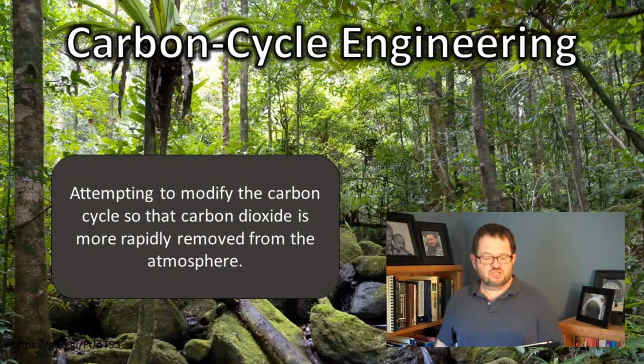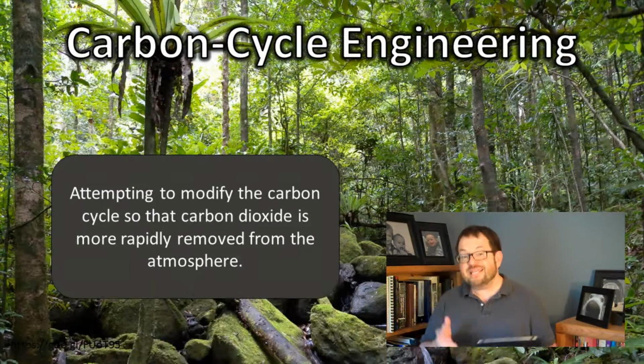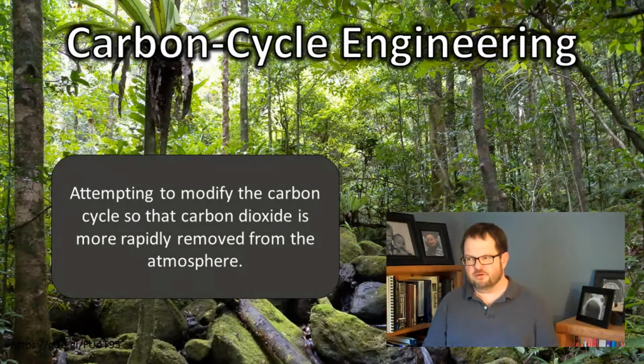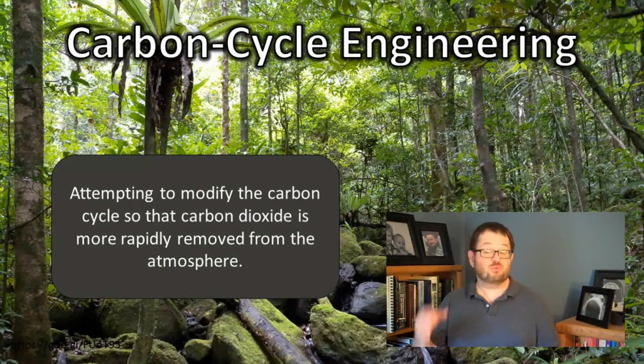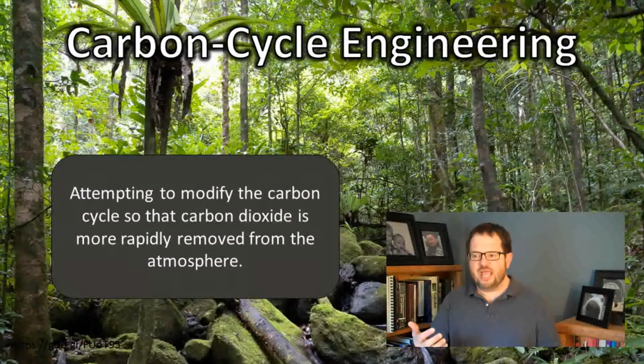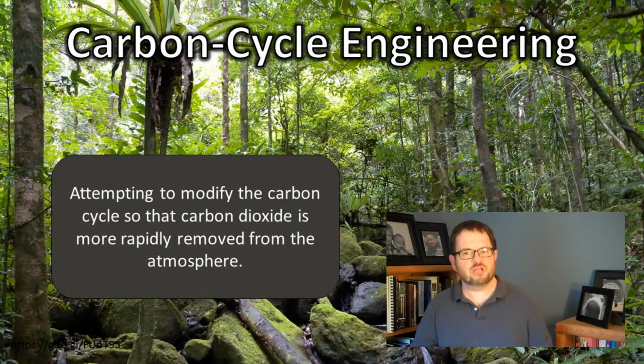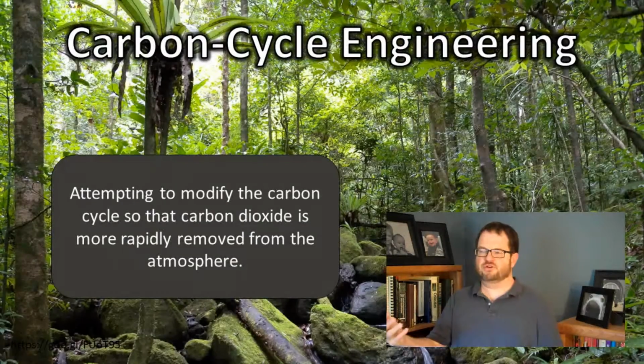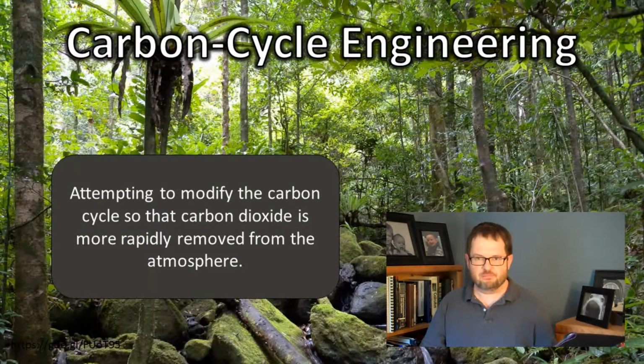Carbon cycle engineering attempts to modify the carbon cycle so that carbon dioxide is removed more rapidly from the atmosphere. Remember, it's actually pretty slow for the natural carbon cycle to remove carbon dioxide from the atmosphere, on the order of many centuries to thousands of years. That's why we refer to carbon dioxide as producing irreversible climate change. It's not that it can't ever reverse, it's just that it's going to take way longer than we can plan.